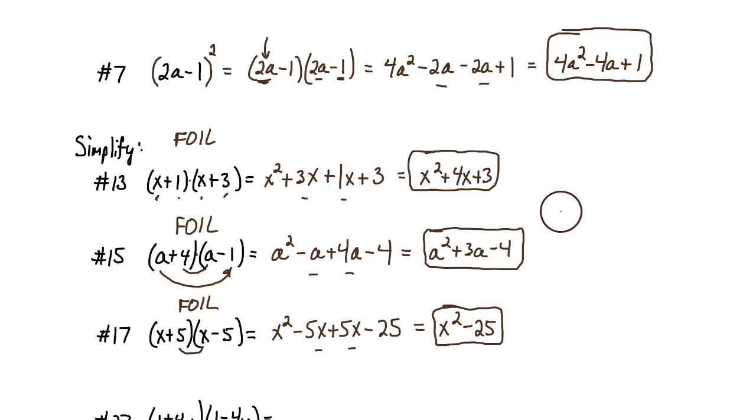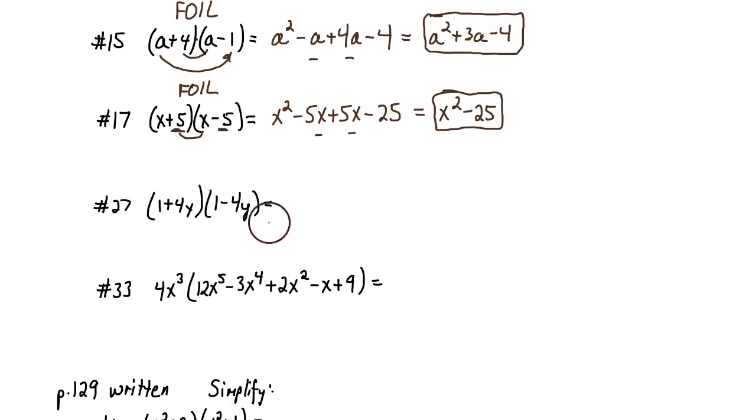You may notice that in problem 7, problem 13, and problem 15, our answer after doing FOIL has 3 terms. This is a trinomial. But in number 17, we did FOIL, and our answer only has 2 terms. What was the difference? The difference was in number 17, we have x plus 5 times x minus 5. This number and this number are opposites of each other. That caused those middle two terms to cancel away when we combined like terms.